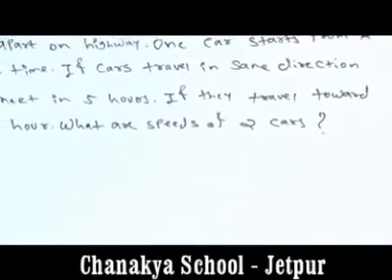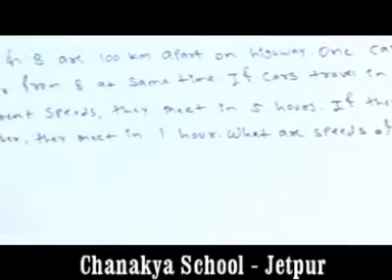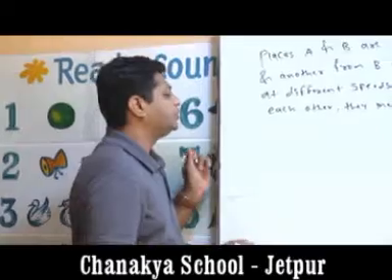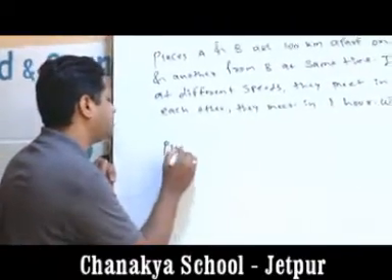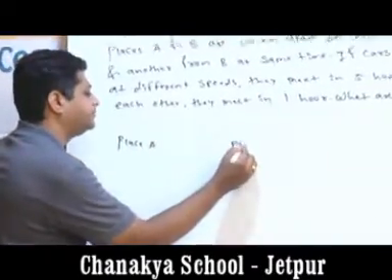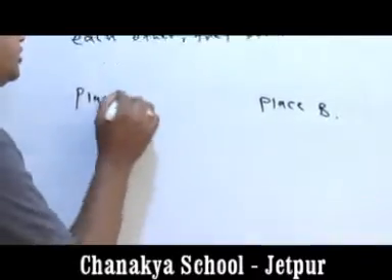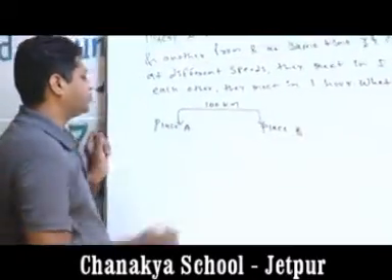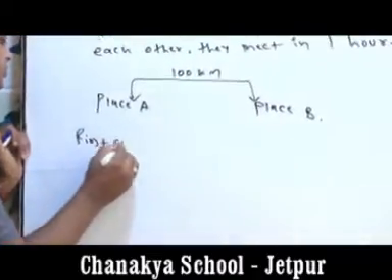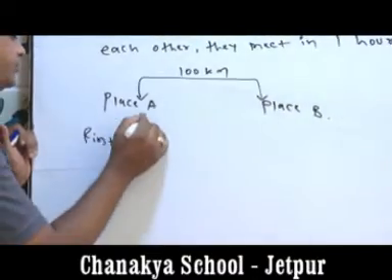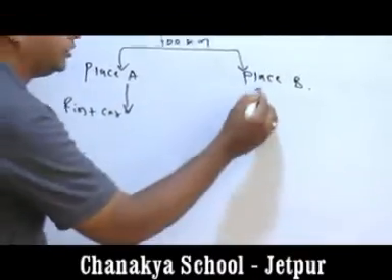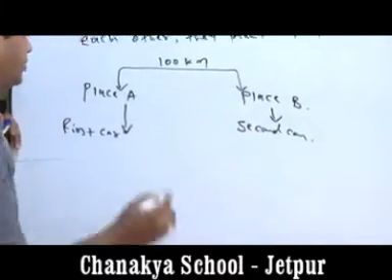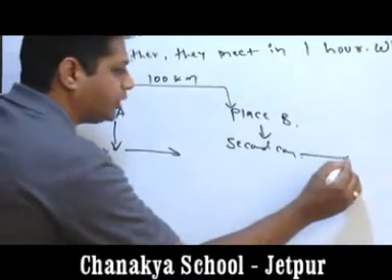Okay, students. First of all, in order to understand this, we are going to have some diagrammatic presentation. There are two places, place A and place B, which are apart 100 km from each other. First car starts from position A. Second car starts from position B. First car and second car both move in same direction.